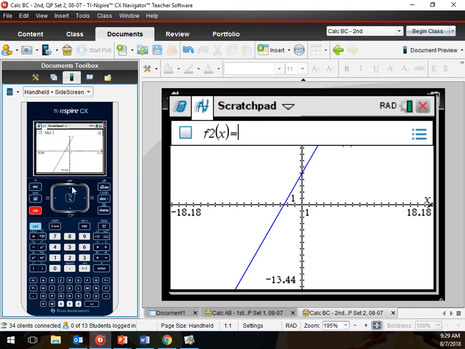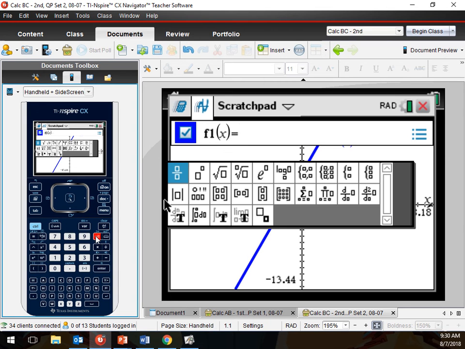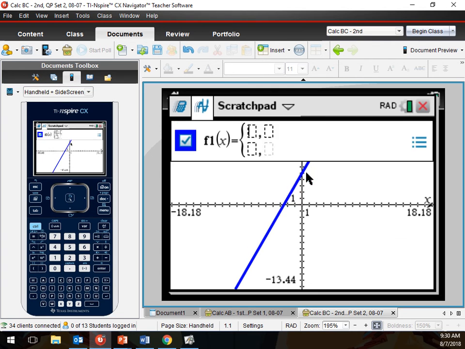Go to tab, go up, and then right here. So what would I do to enter a piecewise? When you hover one next to it. Okay, good. All right, so this piecewise has 2, right? Yeah. Okay, there we go.